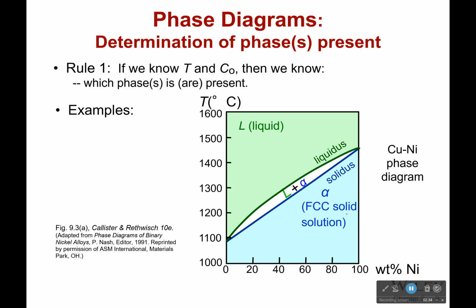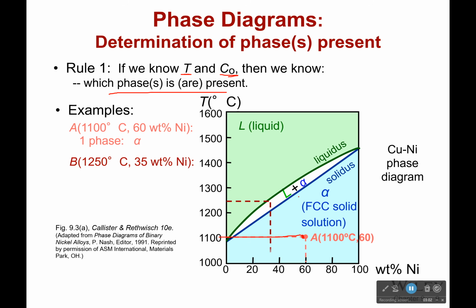So how do we look at these phase diagrams? Well, there's various rules we're going to use to help us look at it. First off, rule number 1. If we know the temperature and our concentration, then we know which phases are present. So, for example, if I know I'm at 1100 degrees Celsius and 60 weight percent nickel, there's one phase, because I am right here, and that is a single phase. We're not in the mixture area. However, if I'm at 1250 degrees Celsius and 35 weight percent nickel, there are two phases, both the liquid and the alpha, because I'm in that mixture region in between.